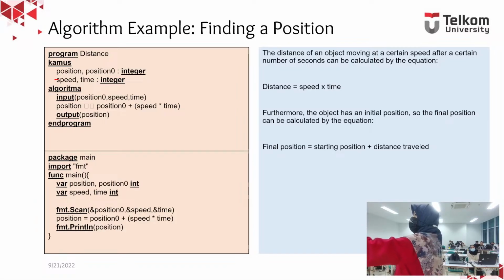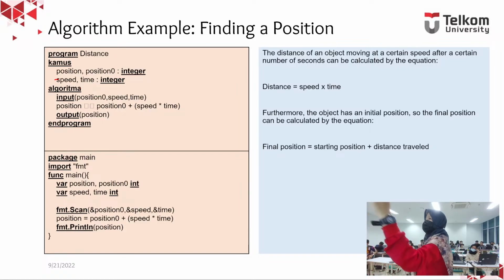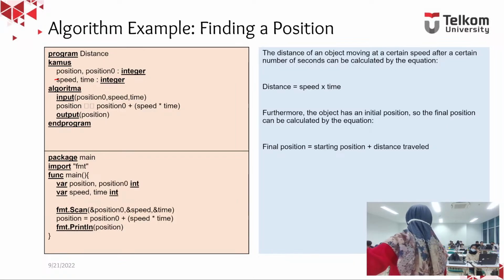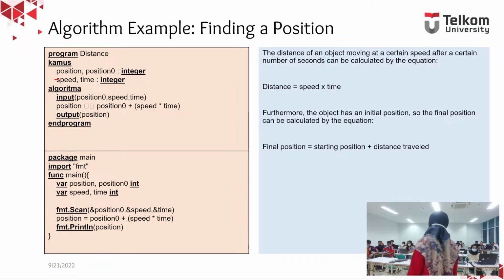So at first the position is at position 0, and then it will move some distance based on the result of speed multiplied by time. Okay, and this is the result, the position, and the result is printed out to the monitor. Okay, so this is the algorithm notation.